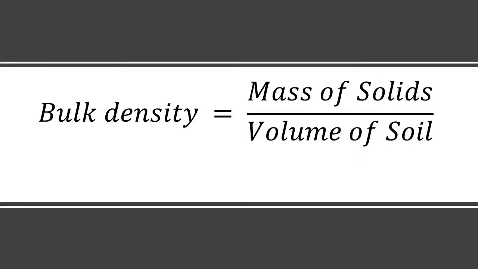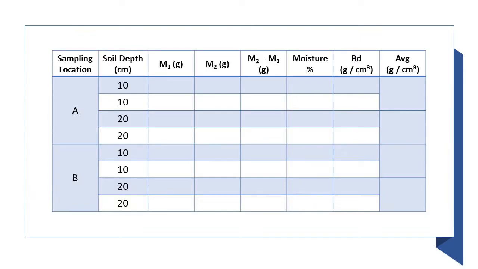Bulk density is calculated by dividing mass of solids by volume of soil. In this practical, all the measurements were taken in the laboratory and not in the field. This is the way to record data. Here, M1 is the mass of polythene bag and rubber band. M2 is the mass of soil sample collected in polythene bag tied with rubber band. Hence, M2 minus M1 is the mass of soil sample taken by core sampler.